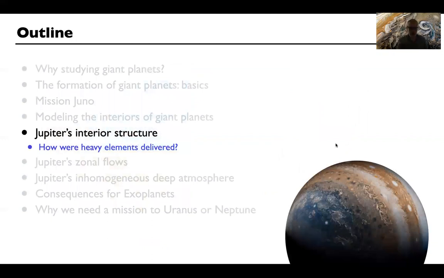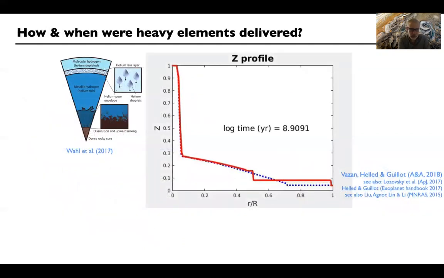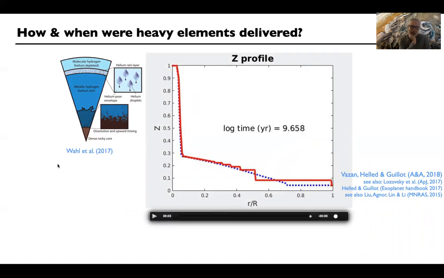So now let's move to Jupiter's: how these heavy elements were delivered. If we have a dilute core, it's not necessarily obvious how you do that.